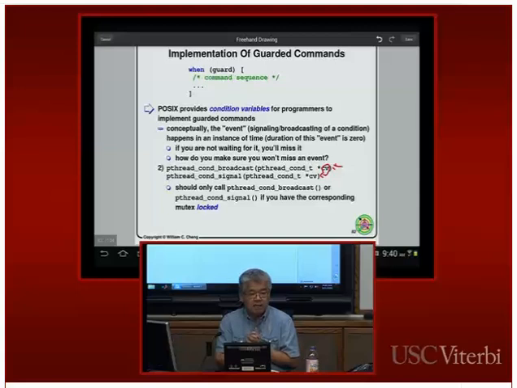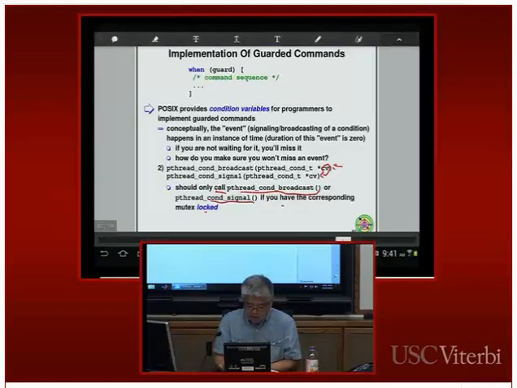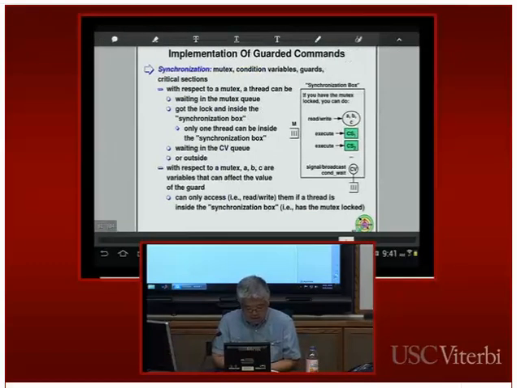associated mutex locked. This way you won't be changing the guard at a bad time. So you should only call pthread_cond_broadcast or pthread_cond_signal if you have the corresponding mutex lock, and that's what you need to guarantee in your code. pthread is not going to force you to have the mutex locked, but you have to do it. Otherwise, you might end up signaling the condition at the wrong time. And I guess we're going to see the difference.